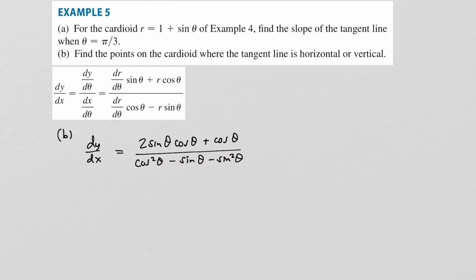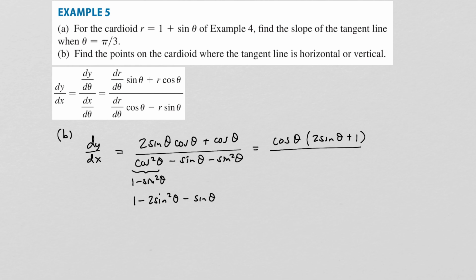Now, I would like to take the liberty to simplify this a little bit more. Let me factor out a cosine of theta on top. This will give us 2 sine of theta plus 1. And in the denominator, I'm going to change cosine squared to 1 minus sine squared. And so that denominator becomes 1 minus sine squared is 1 minus 2 sine squared, and then minus sine of theta. And so I can rewrite that as negative 2 sine squared of theta minus sine of theta plus 1.